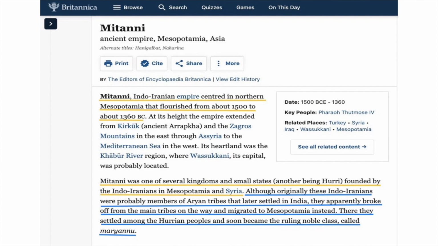So again, the Mitanni, they're Indo-Iranian people. One branch of these Aryans went into India to conquer India. Another branch went into the Middle East, and they became a ruling nobility. And they founded an empire in the Middle East. Again, you have Indo-European peoples in the Middle East. The Middle East is not just Semitic people. You had other people there.